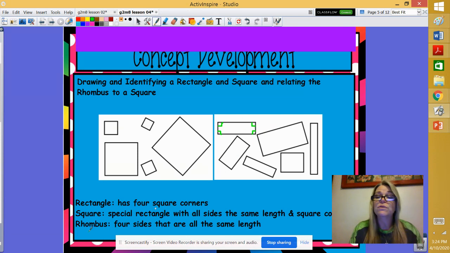That's our rectangle. Now, a square is a special rectangle. It has those four square corners, but in addition to that, each side is equal in length. As we look on this side, we can see that every side of this shape is equal in length. That is the difference between a square and a rectangle. A square is a rectangle because it has four square corners, but it's a special rectangle because every side is the same length.